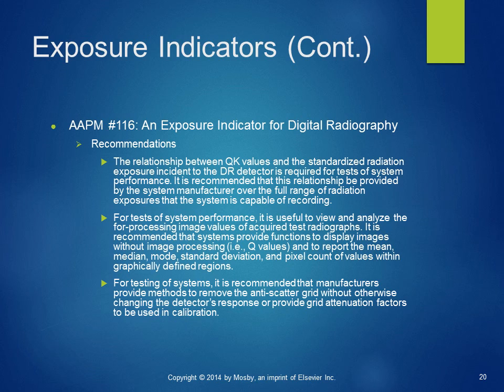For test of system performance, it is useful to view and analyze the pre-processing image values of acquired test radiographs. It is recommended that systems provide functions to display images without image processing, or what we say as Q values, and then to report the mean, median, mode, standard deviation, and pixel count of values within graphically defined regions. For testing of systems, it is recommended that manufacturers provide methods to remove the anti-scatter grid without otherwise changing the detector's response, or provide grid attenuation factors to be used in calibration.